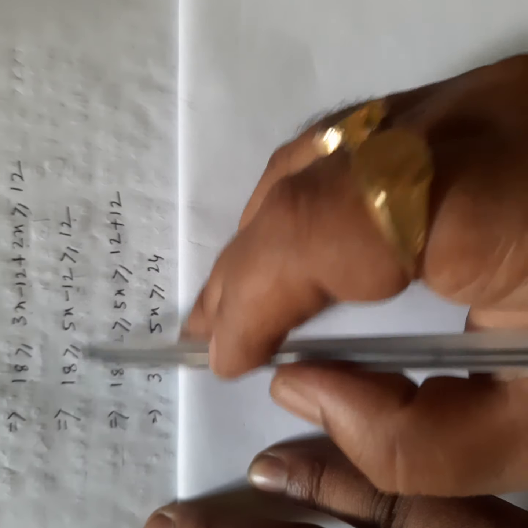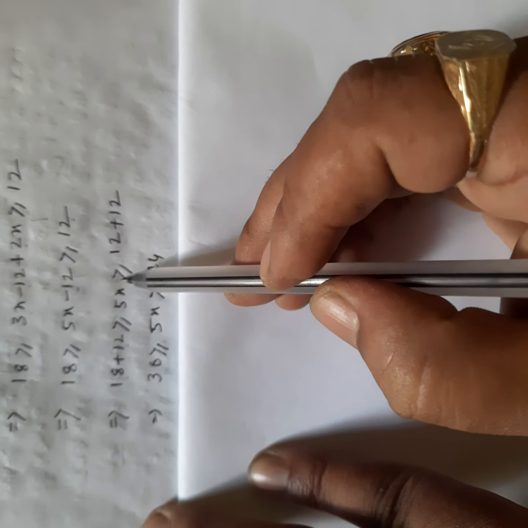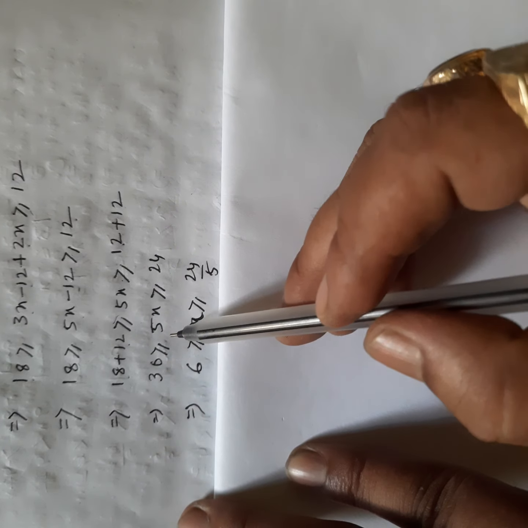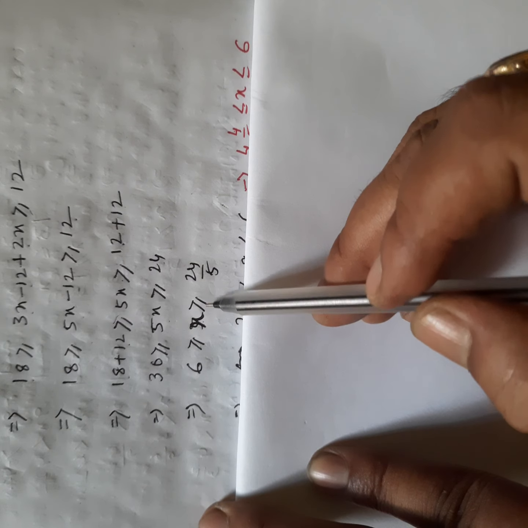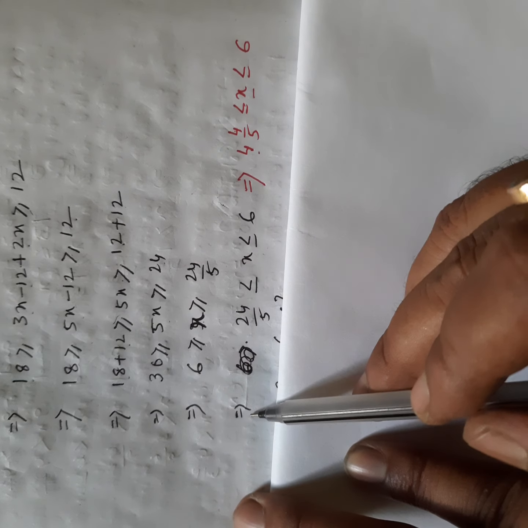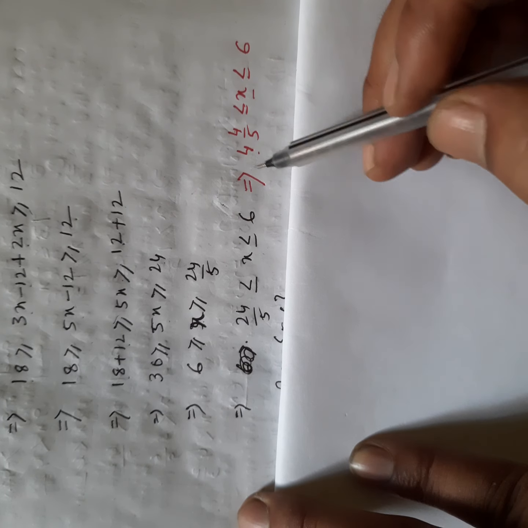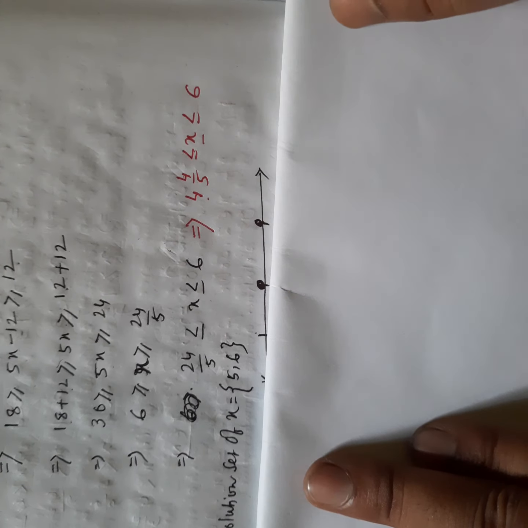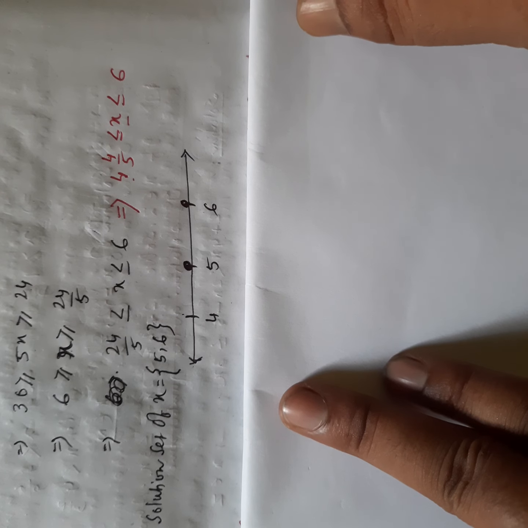Adding 12 on each side, 18 + 12 ≥ 5x − 12 + 12 ≥ 12 + 12. This implies that 30 ≥ 5x ≥ 24. This implies that 6 ≥ x ≥ 24/5. This implies that 24/5 ≤ x ≤ 6. This implies that 4 4/5 ≤ x < 6. Therefore, the solution set of x is [24/5, 6), represented on the number line.